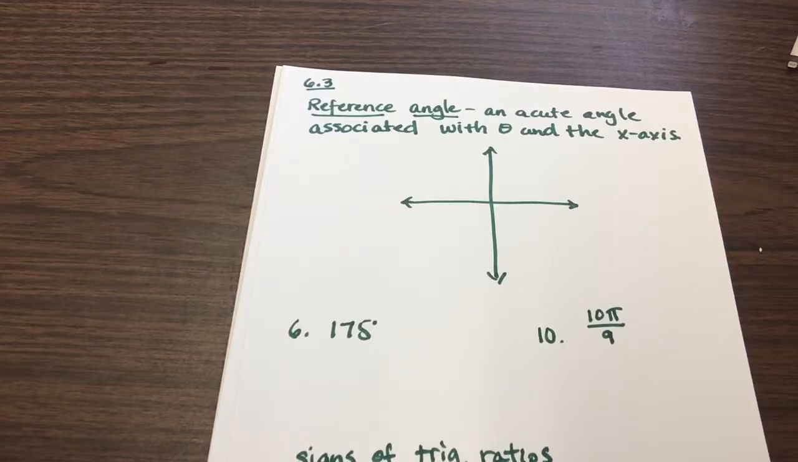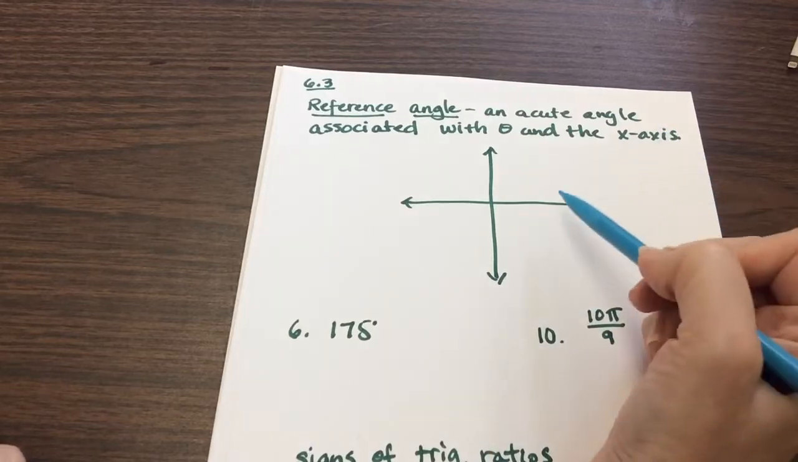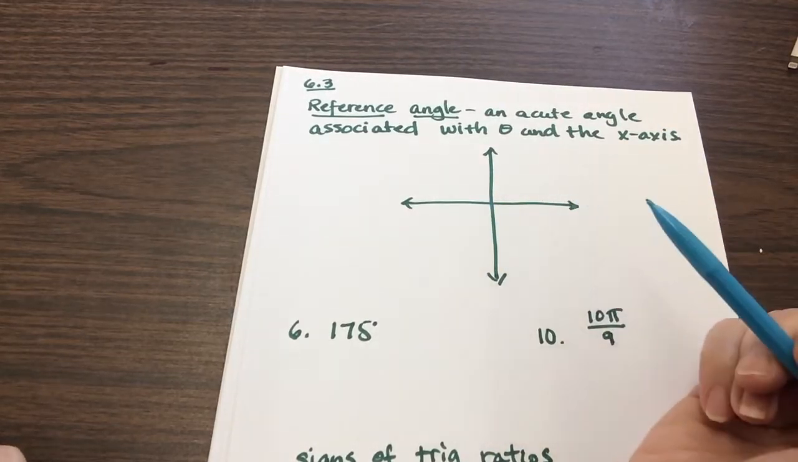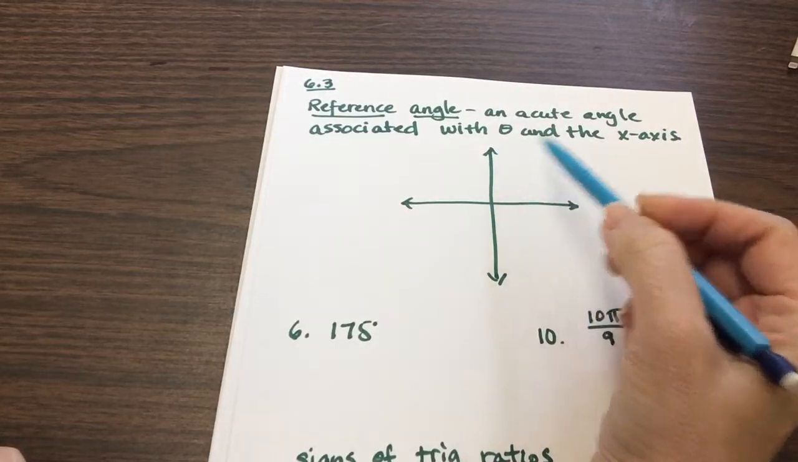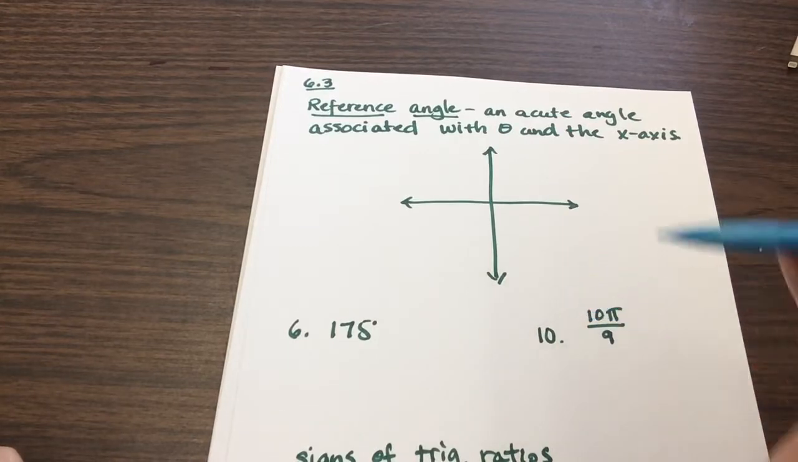Definition. A reference angle is just an acute angle associated with theta and the x-axis. So this is going to be really important, that we are able to find reference angles. Let's look at this coordinate plane. If we think about it, let's think about it in terms of quadrants.